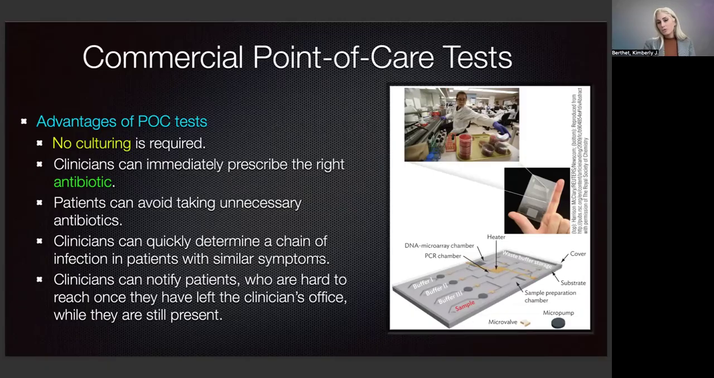You can also avoid taking antibiotics. Let's say it comes back negative. Well, then you can avoid unnecessarily taking antibiotics as well. So here we can see also quick chain of infection. If we're looking at the spread of disease in maybe a nursing home facility or in the hospital, we can do these quick tests and identify very quickly where this disease has gone. Is it in the doctors? Is it in the patients? How is it getting room to room? So it's a very quick assessment that can be done.